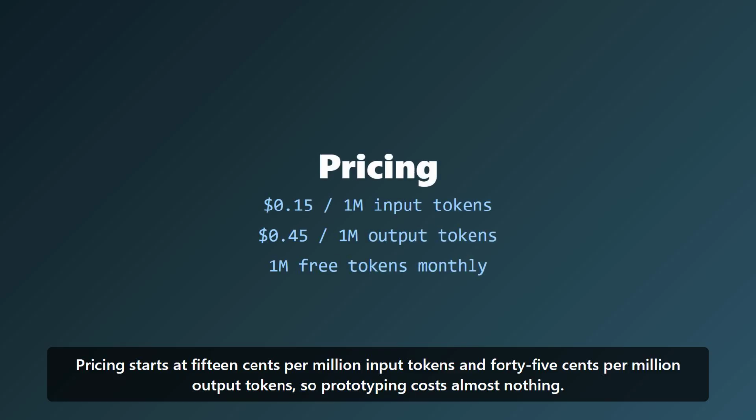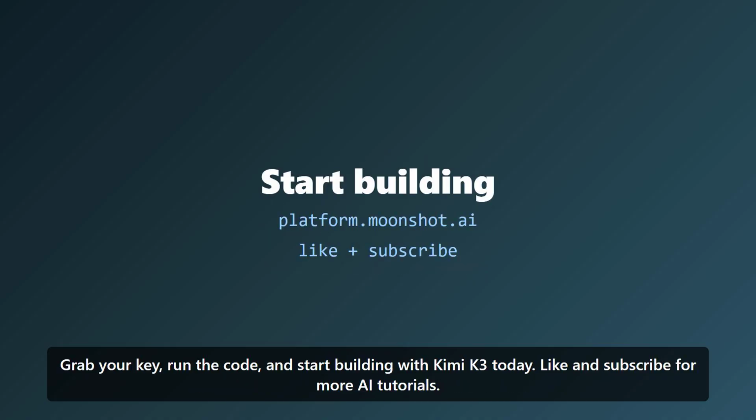Pricing starts at 15 cents per million input tokens and 45 cents per million output tokens, so prototyping costs almost nothing. Grab your key, run the code, and start building with Kimi K3 today.